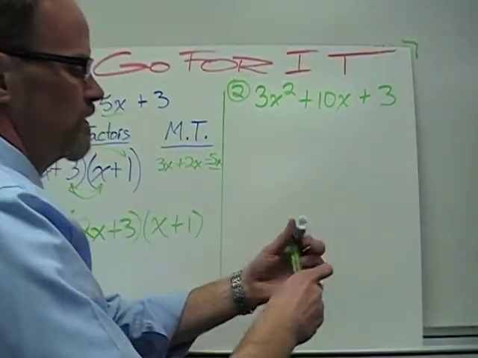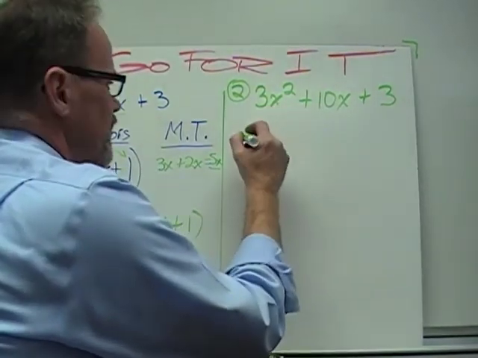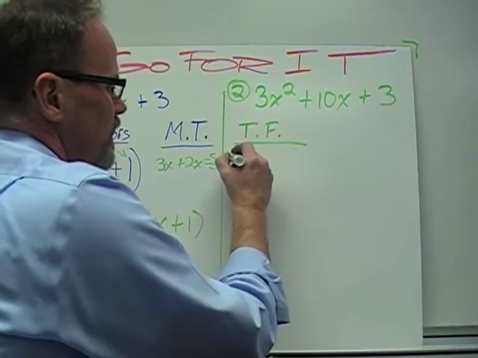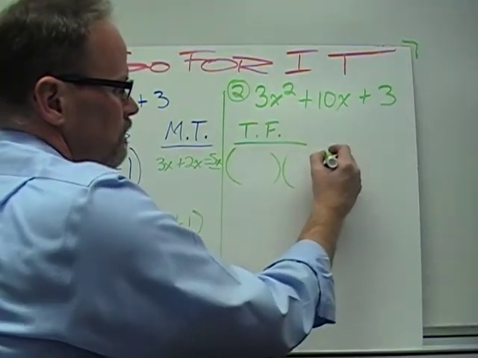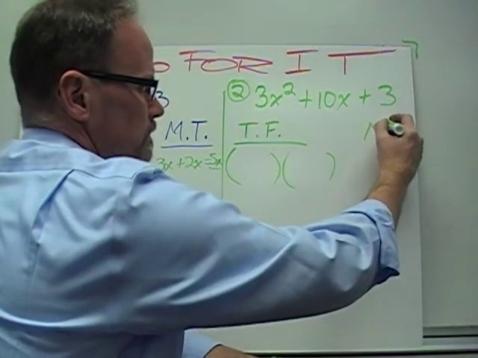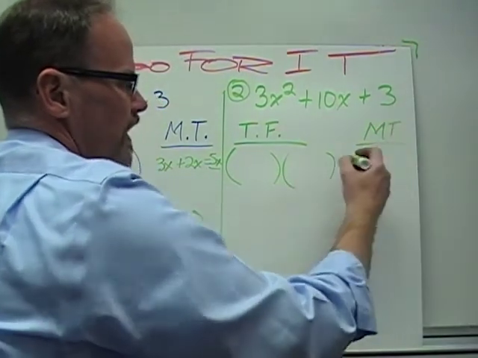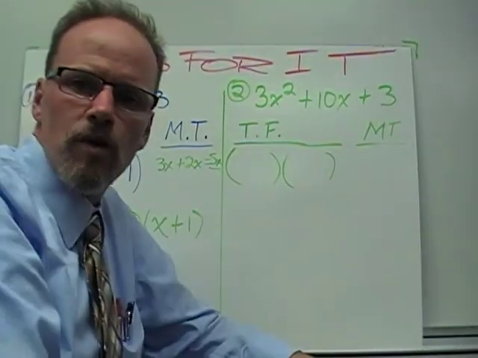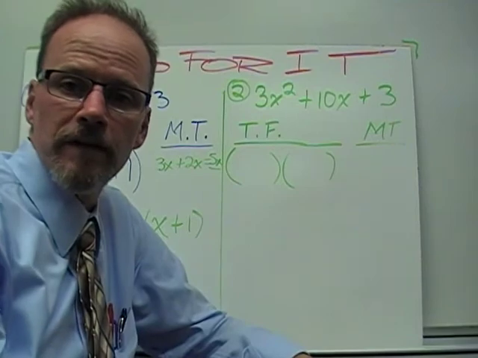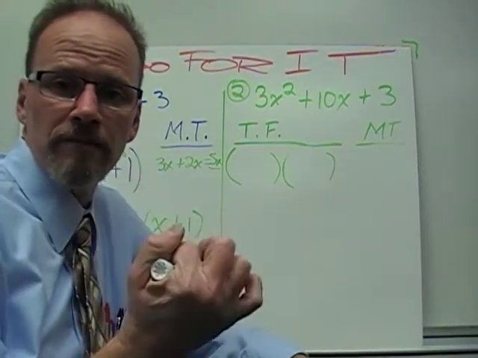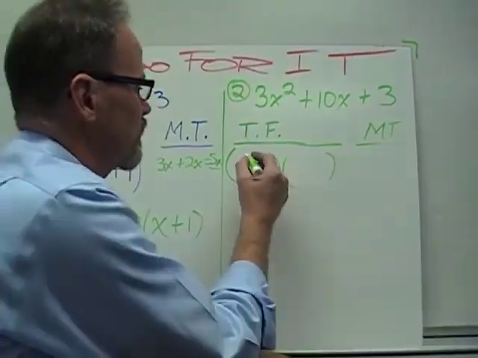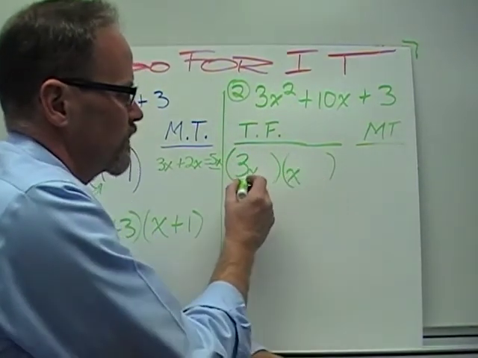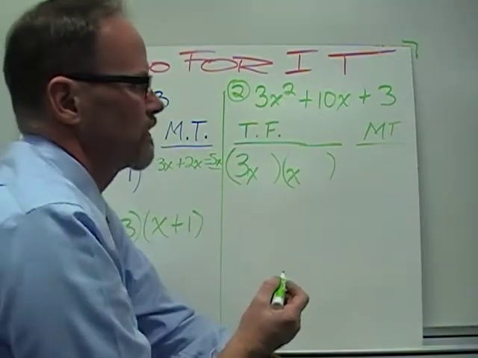Let me see, I guess I'm doing this in green. I'm going to abbreviate trial factors on this side. Draw my skeleton. And middle term. This is my test for middle term. Okay, now we have a 3x squared. 3 is a prime number, so we have 1 and we have 3 to work with. So we're just going to go ahead and put 3x right there and an x over there. 3x times x, 3x squared.